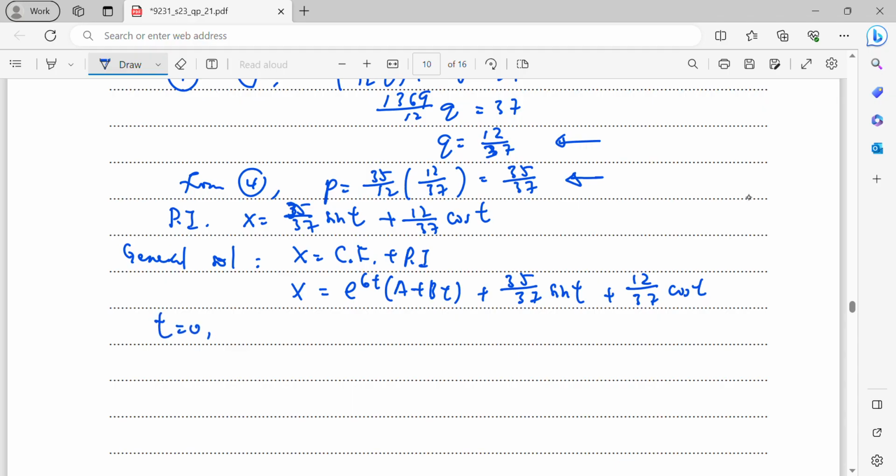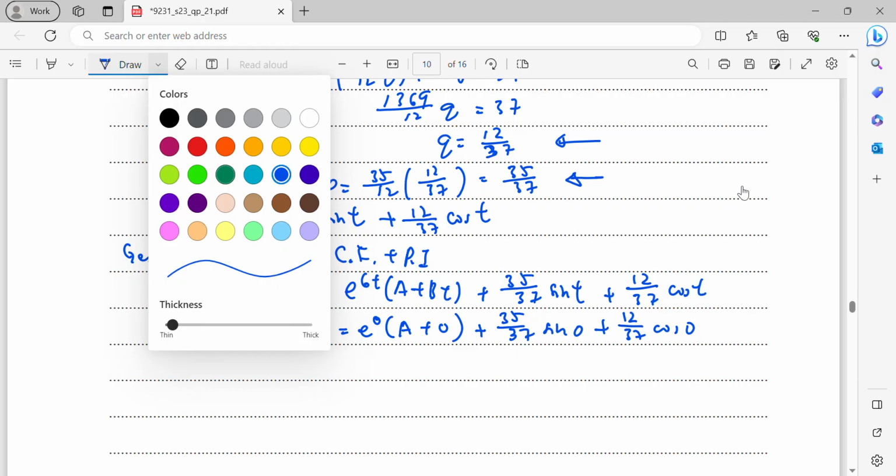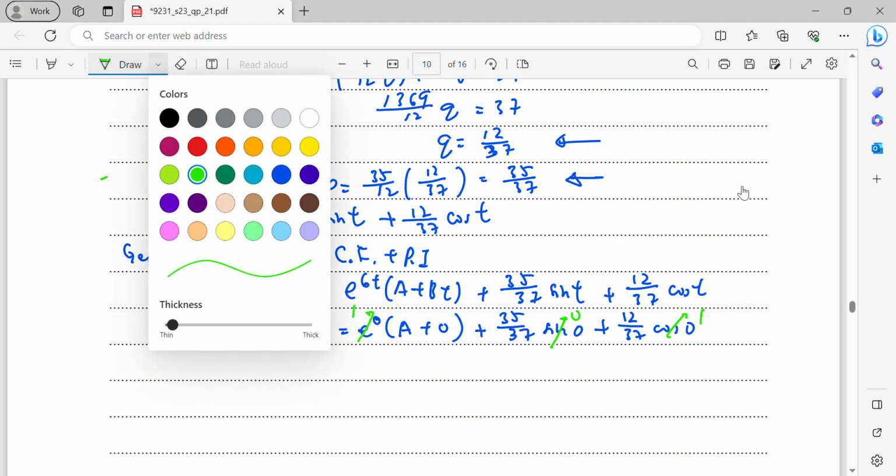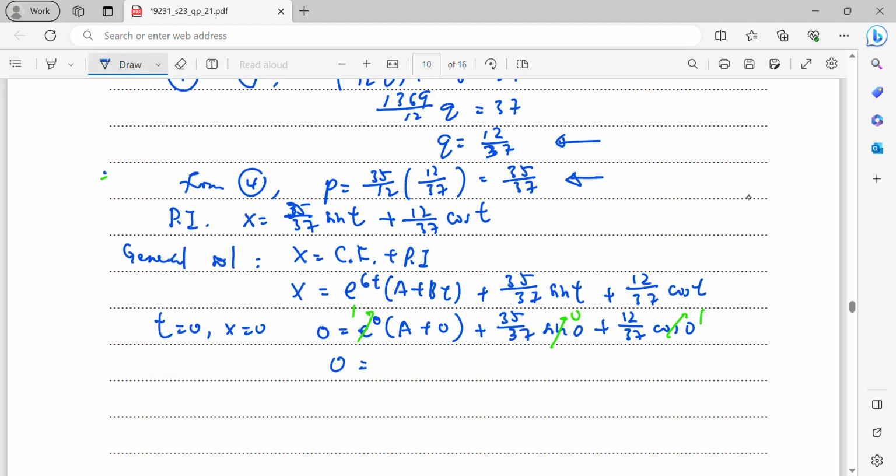When t is 0, x is 0, which means 0 equals e to the 0 times (a plus b times 0), plus 35 over 37 sine 0, plus 12 over 37 cos 0. Sine 0 is 0, cos 0 is 1, and e to the 0 is 1 for your information. Then from here, I will get 0 equals a plus 12 over 37, which means your a is going to be negative 12 over 37.